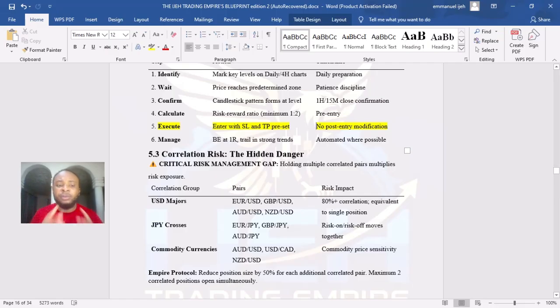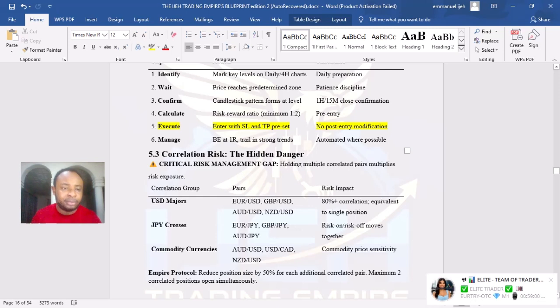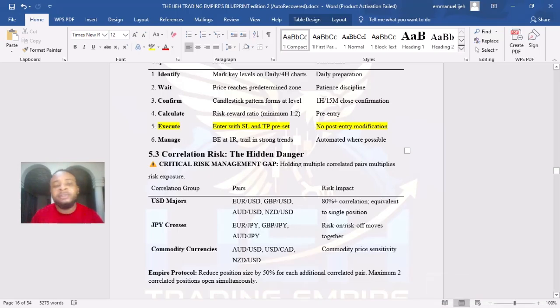Now, let me tell you why it is dangerous. If you are even trading, trade one of the pairs or two. Don't just trade like 8 pairs attached to USD alone. You can see the risk impact I said there: 80% plus correlation is equivalent to a single position. What is affecting you must affect AUD, NZD, CAD, anything attached to USD. It's a common fact. Though it's sweet, when the bitter taste comes out, you won't like it.